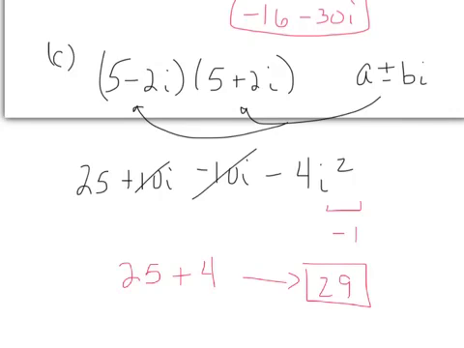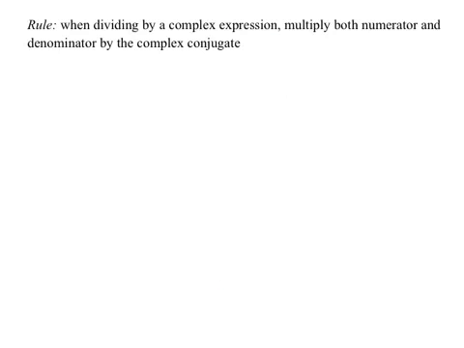So 25 plus 4, or simply 29. So for this problem, what we'll notice is that when we multiply two complex conjugates, the result is an integer value. So let's keep this in the back of our mind if we have to work with our denominators in a minute to get an integer in our denominator. So let's apply that rule that we were just thinking about. When dividing by a complex expression, multiply both numerator and denominator by the complex conjugate.